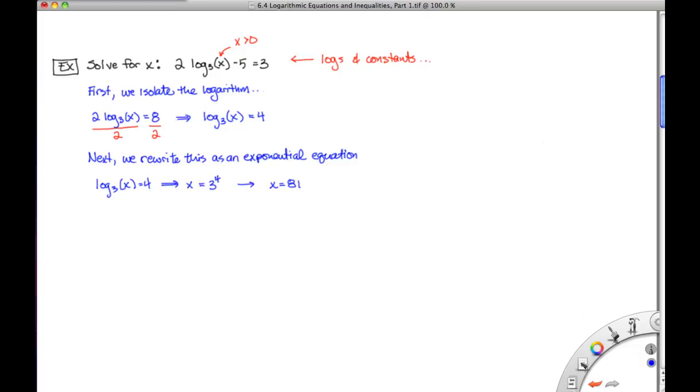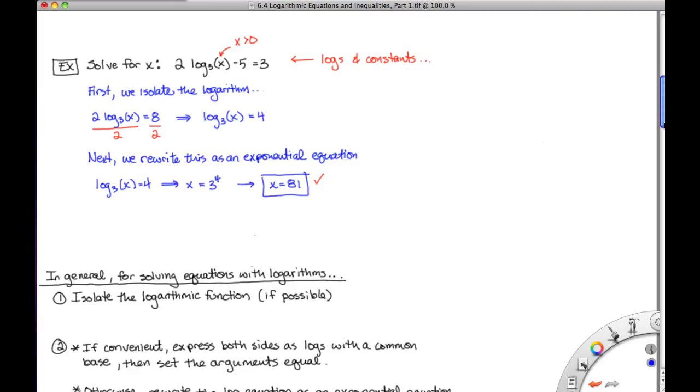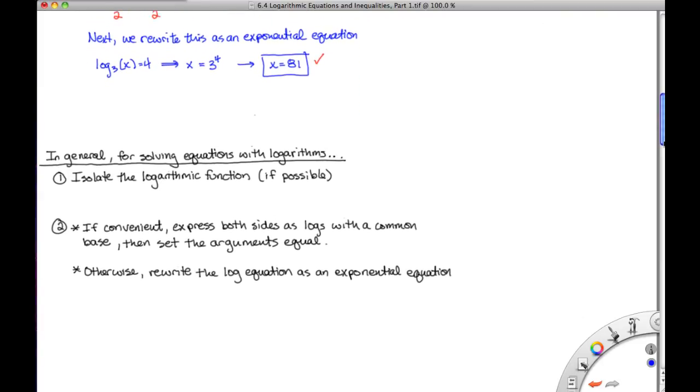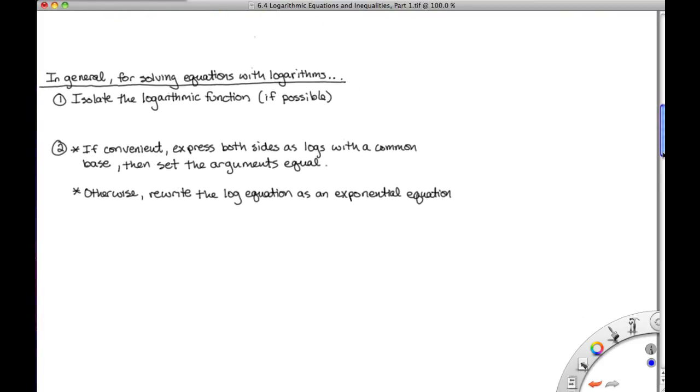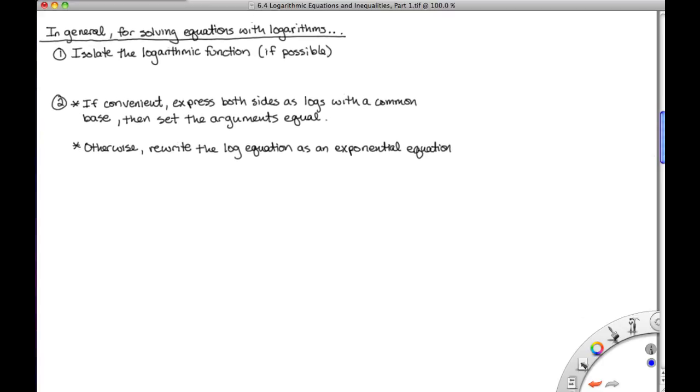We double check that this is within our domain, and since our restriction is just x has to be strictly positive, this does check out, and this is going to be our solution. Okay, so those were two pretty straightforward ones that we want to look at. Before we move on to the next videos, based on what we've done here, we can outline a general method for solving equations with logarithms.